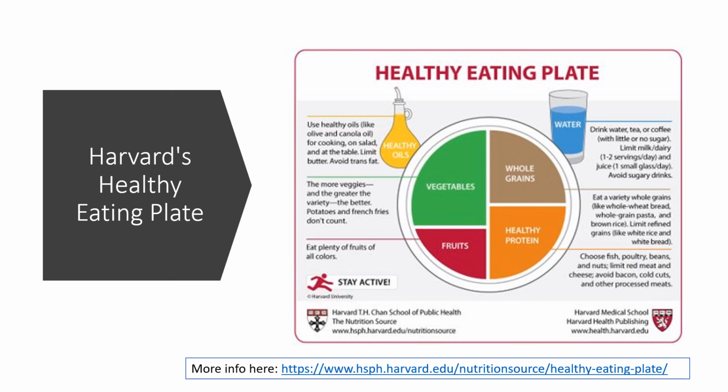So if we look at this infographic, you'll see this is pretty much the same as what the USDA plate looked like. Half the plate is fruits and vegetables, a quarter of it is for the protein foods, and it has a very similar recommendation: choose fish, poultry, beans, and nuts. Although they do make the distinction to limit red meat and cheese and to straight up avoid bacon, cold cuts, and other processed meats. Whole grain similarly gets a quarter of the plate, and they don't necessarily say make half your grains whole, but they encourage eating a variety of whole grains and limiting refined grains, anything that is white rice or white flour based.